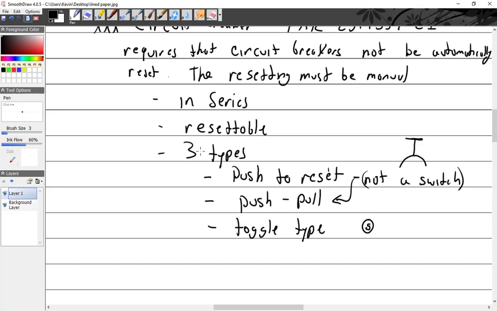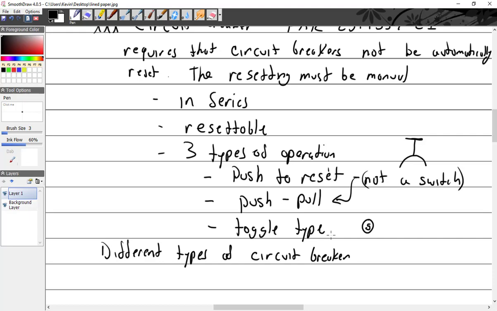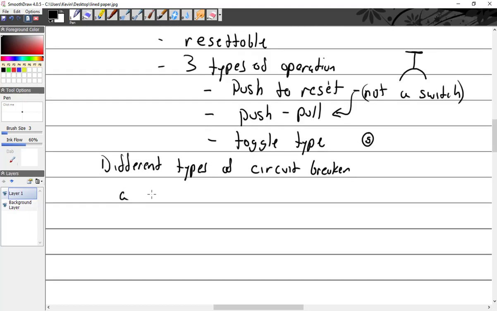Let's see, there are three types of operation, as opposed to different types of circuit breakers. How do they work? Well, there's the magnetic type. And what's the purpose of a circuit breaker? Okay, we'll say protect the circuit.